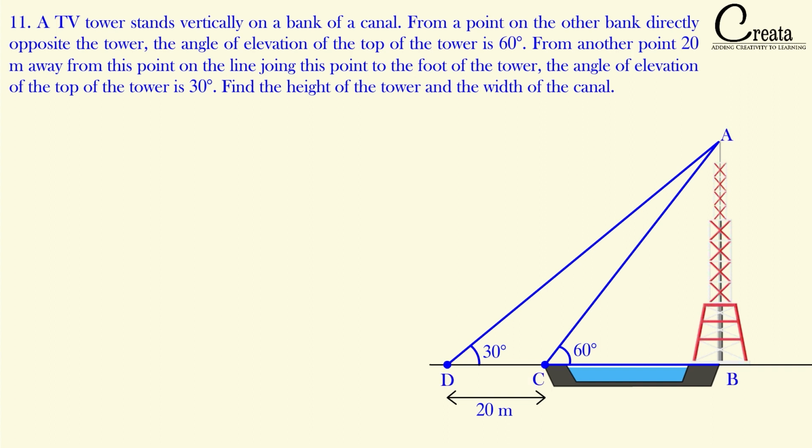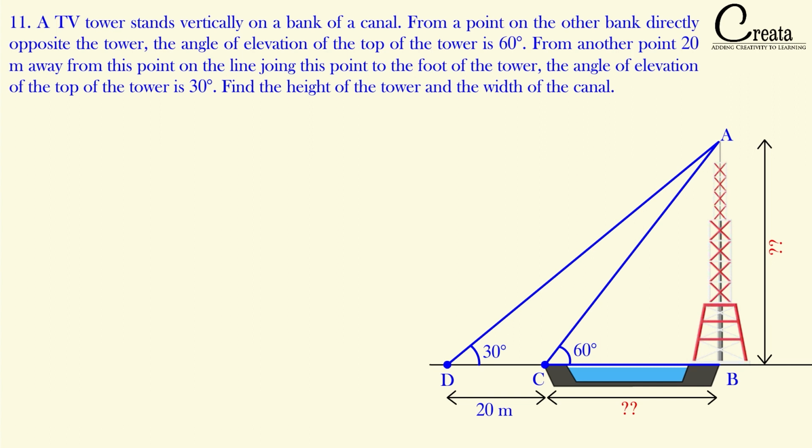The 4 points are A, B, C and D. And in this question we have to find the height of the tower and the width of the canal. Height of the tower is the distance AB and the width of the canal is the distance BC. It means we have to calculate AB and BC in the given figure. So this is the scenario that is given in the question.